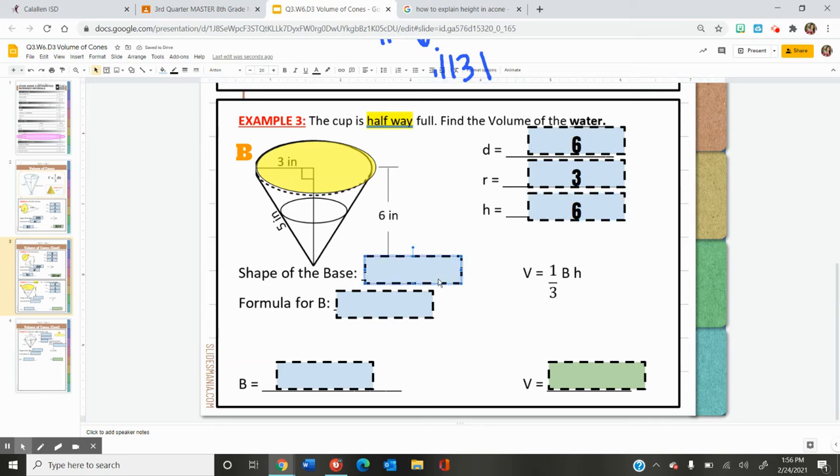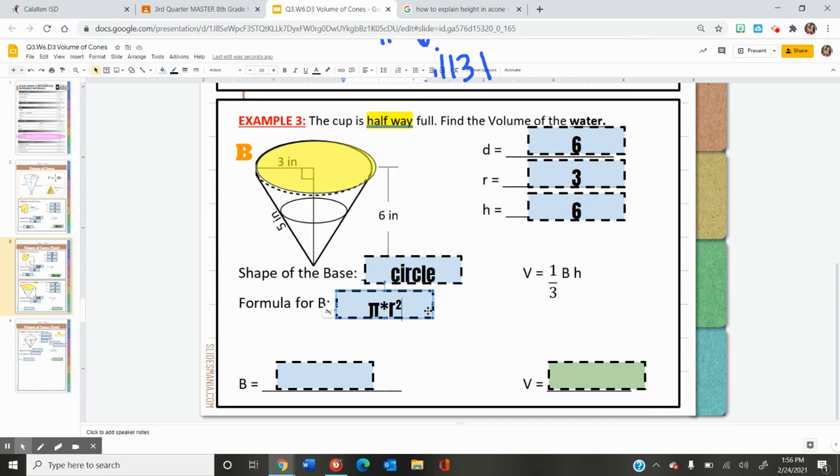So here again, the shape of my base is a circle. And the formula for area of my base, which is big B, of a circle is pi times r squared. So again, to get the pi symbol, I'm going to hold down Alt 227, and it pops up pi. I'm multiplying this by r squared, and to get the superscript 2, we're going to type in Alt 0178. And it'll put in the superscript 2.